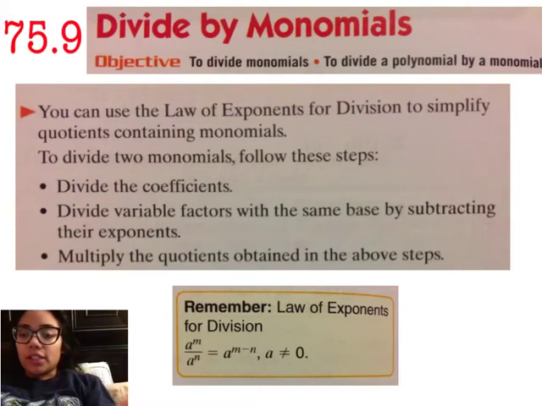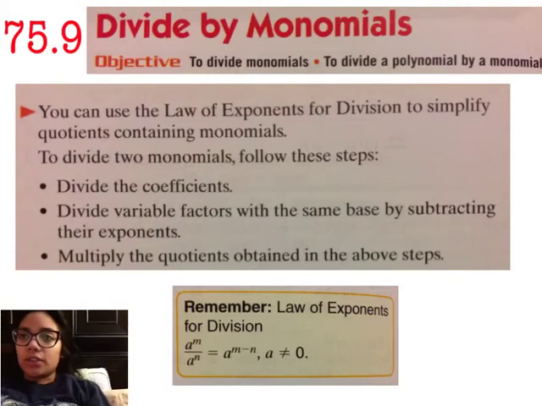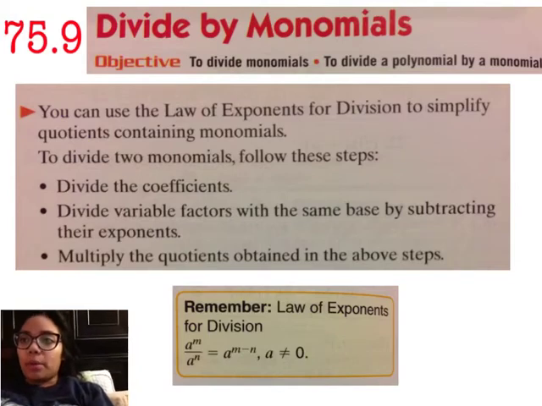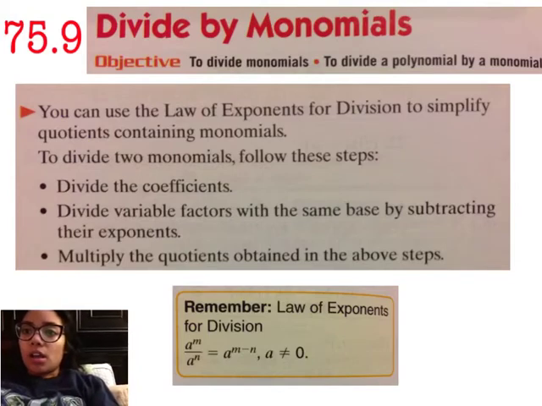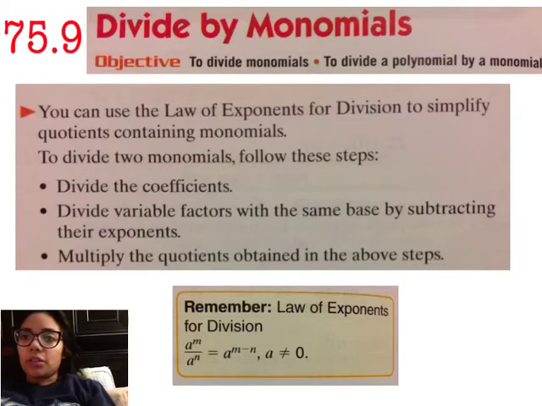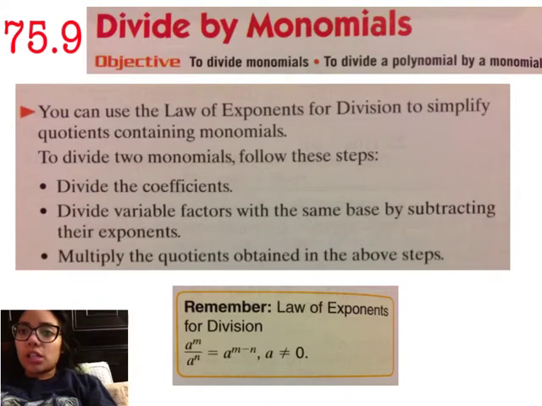Chapter 5, Lesson 9. You should be in 7th grade if you're watching this. This is called Divide by Monomials. The objective is to divide monomials and to divide a polynomial by a monomial. You can use the law of exponents for division to simplify quotients containing monomials. To divide two monomials, follow these steps.